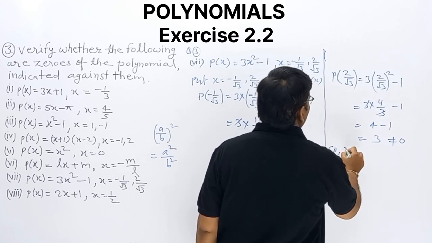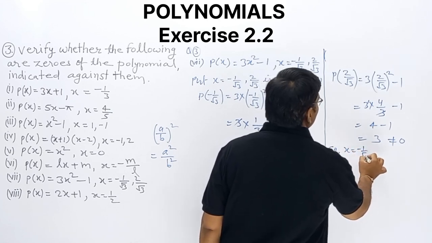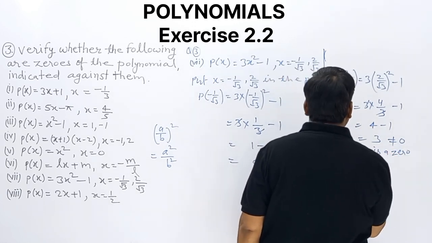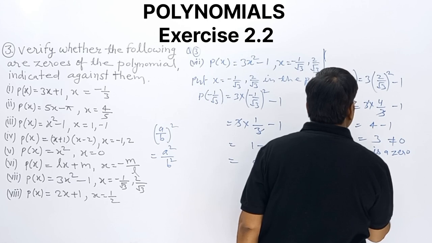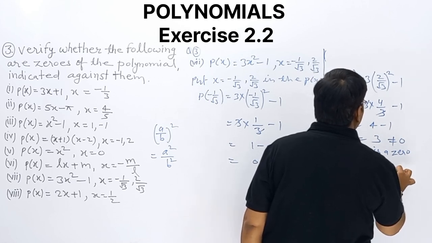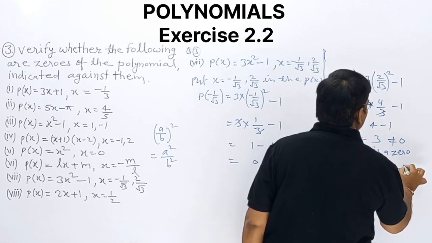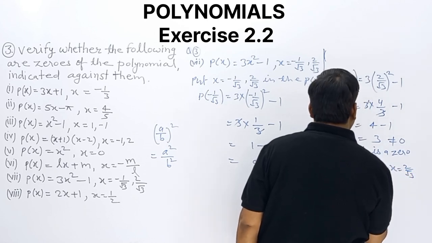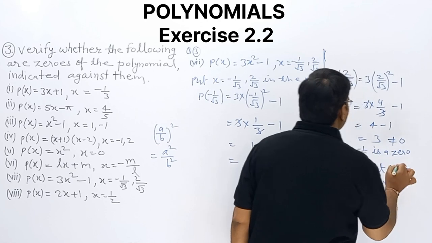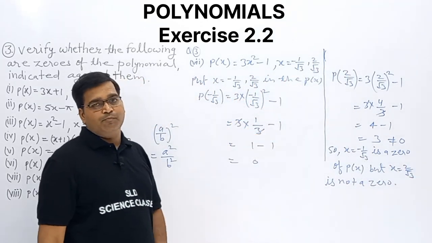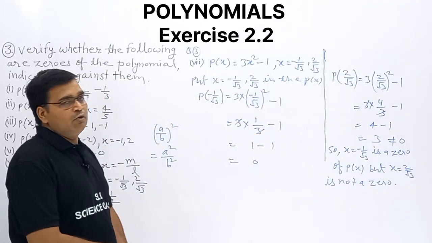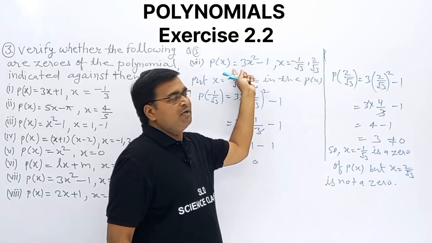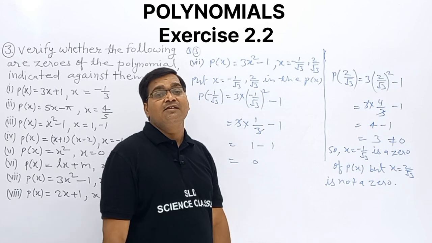So x equal to minus 1 upon root 3 is a 0 of p of x, but x equal to 2 upon root 3 is not a 0. We are having two zeros, but both are not zeros of this polynomial. Only the first one, minus 1 upon root 3, is a 0 of this polynomial, but 2 upon root 3 is not a 0 of this one.